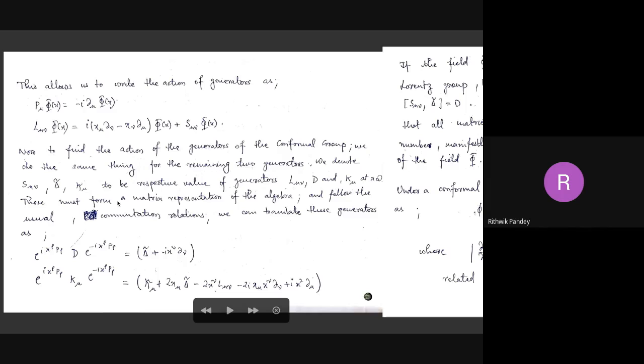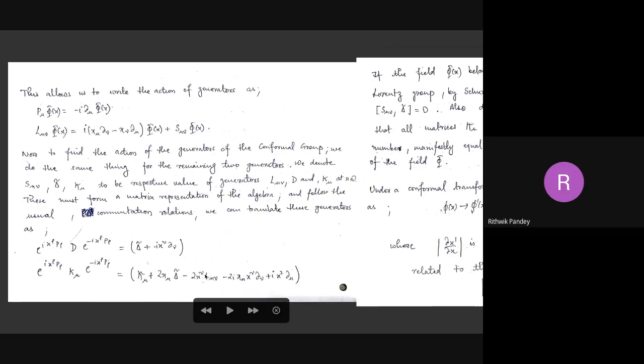These must form a matrix representation of the algebra and follow the usual commutation relationships. And we do the same thing: we translate these operators to some other space-time point x to get the complete form. And when we do that, we get the following. The dilation operator, when it is translated from the origin to some other point, is delta tilde, the original form, plus x nu del nu. And the special conformal transformation operator, when translated, gives us this long expression, but basically this is the generator for the final form.